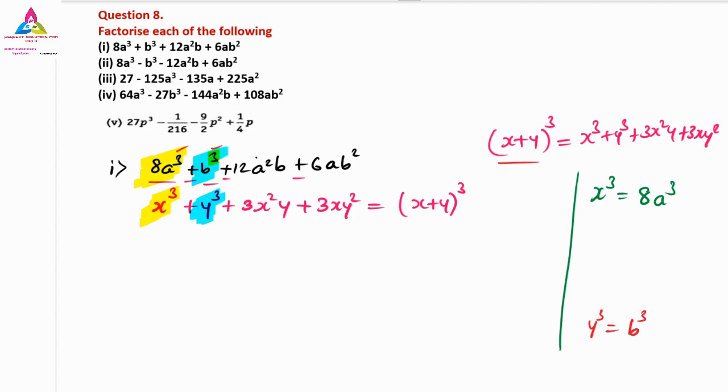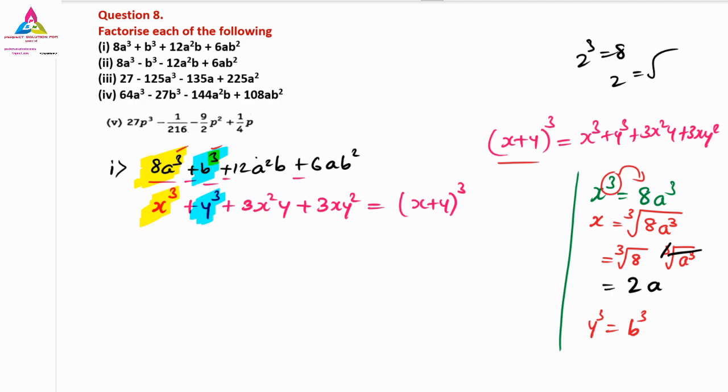So we have to find the x and y values. Here I will keep only x. This cube, I will shift to the other side, and it will become the cube root of 8a cube. Remember, when you shift a cube, it becomes a cube root. Now I have to take the cube root of 8 separately, and the cube root of a cube separately. Now we have to cancel. So cube root and cube get cancelled, and what remains is a. The cube root of 8 is nothing but 2, because 2 cube is 8. So that is our x value.